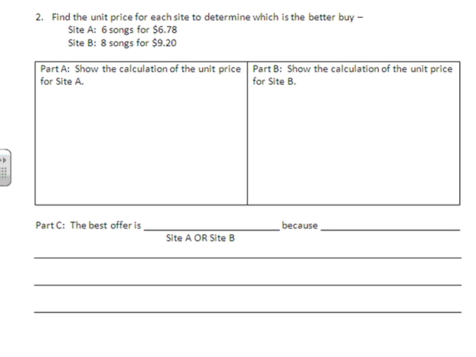Number 2, find the unit price for each site to determine which is the better buy. So you have 2 sites that you can download songs from. The first site, you can get 6 songs for $6.78. So I'm going to write that as a rate: $6.78 for 6 songs. To find the unit price, I'm going to divide and find out what that would be for 1 song. So I'm going to set up division.